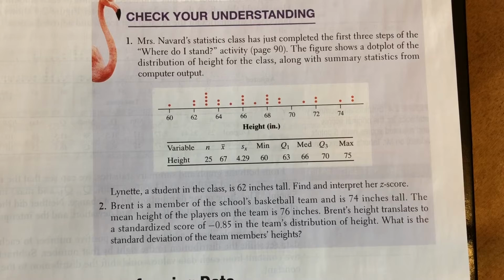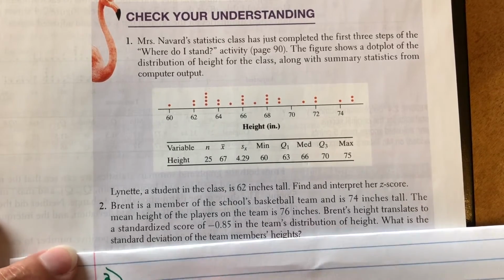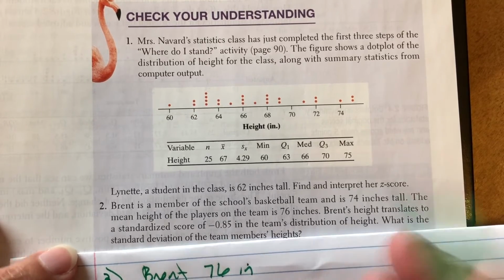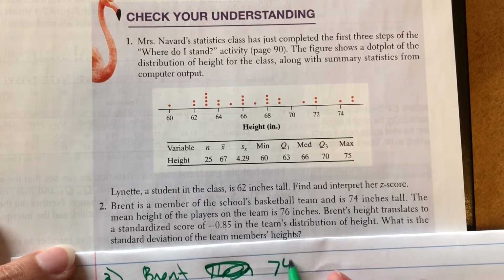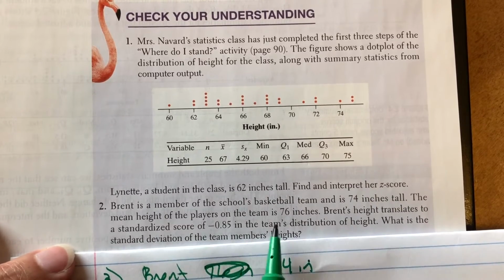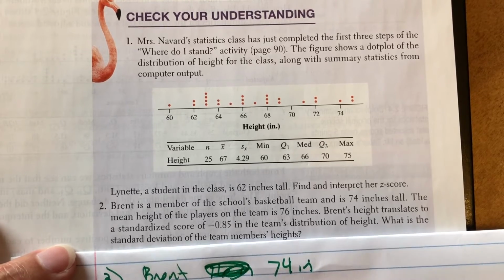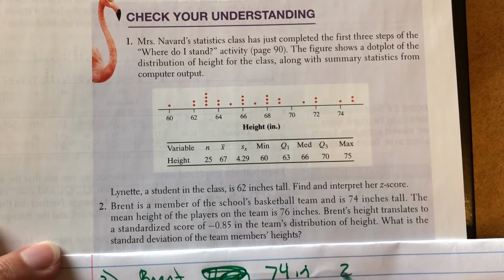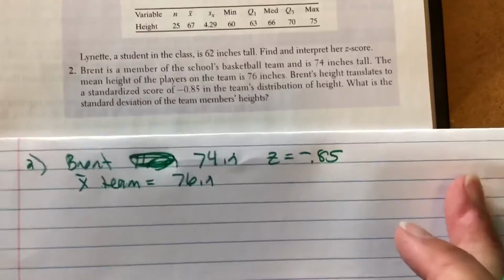All right, let's think about this. Now we're dealing with the basketball team. The mean height of the players on the team, so the mean for the team, is 76 inches. Brent's height translates to a standardized score, so he has a z-score of negative 0.85 in the team's distribution of height. You guys can't see anything I'm writing. Let me move this up a little bit.